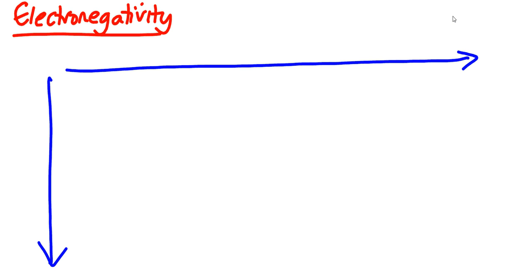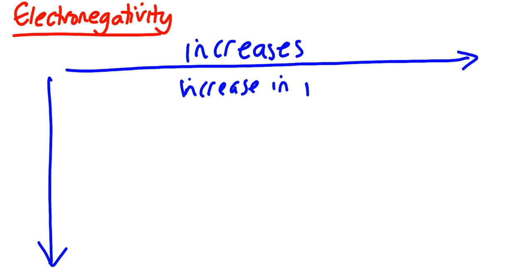Imad, how does electronegativity change across a period? Does it increase or decrease? What does that mean? Is it more or less able to pull a bond pair towards itself? It's more able. Atoms are more able to pull bond pairs of electrons towards themselves as you go across a period. Why might that be, Damilola? Okay, so there's an increase in protons in the nucleus.